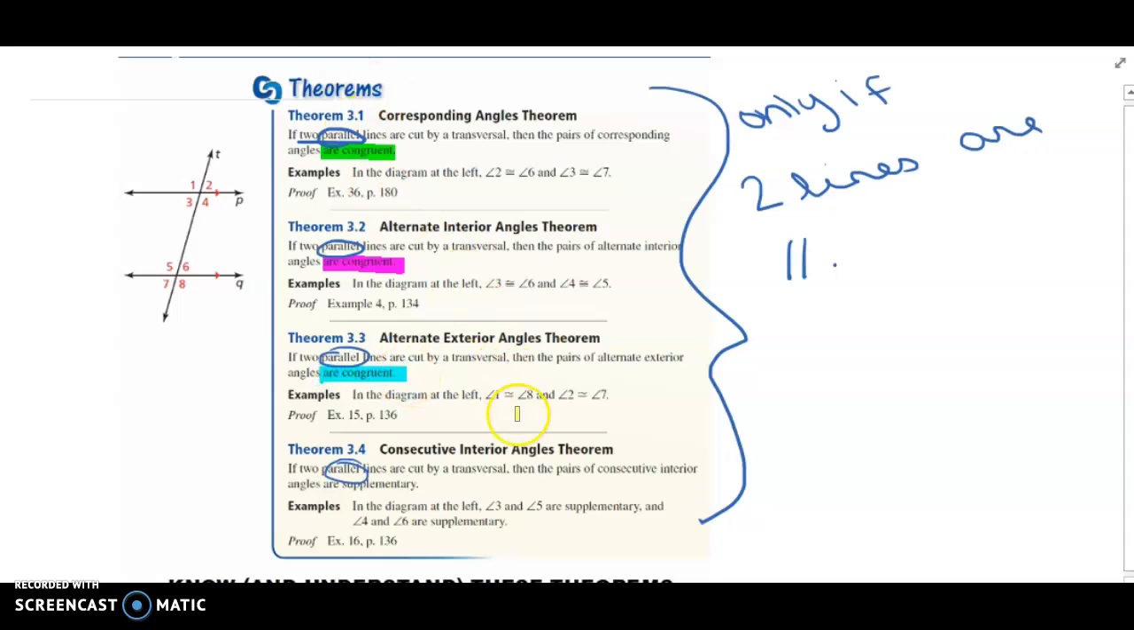Now here's the odd man out. Consecutive interior angles, when lines are parallel, are not congruent. They are supplementary.